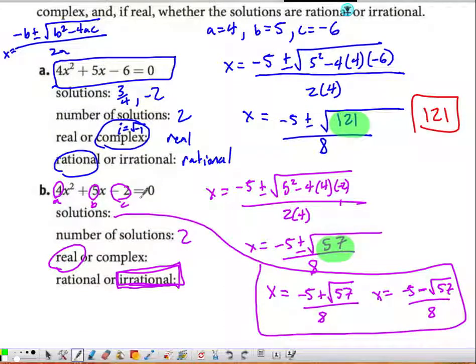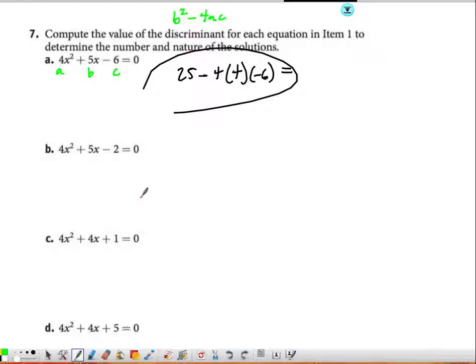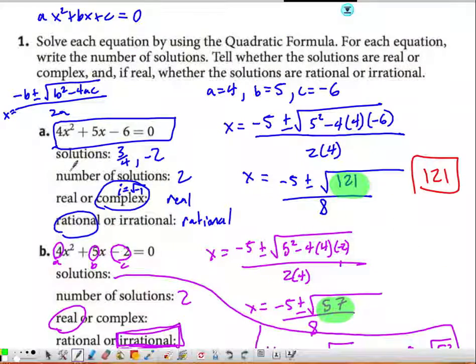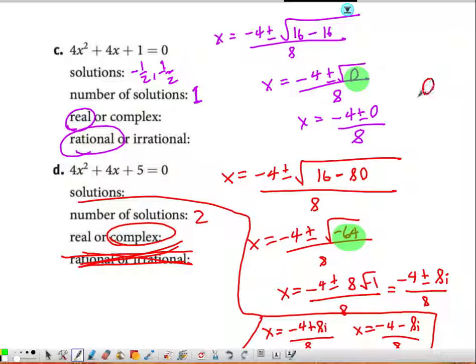And notice these are the same questions as all of these we already did before. We don't have to do it again. We just have to point them out. So here the discriminant was 57. For C, the discriminant was 0. And then for D, the discriminant was negative 64.